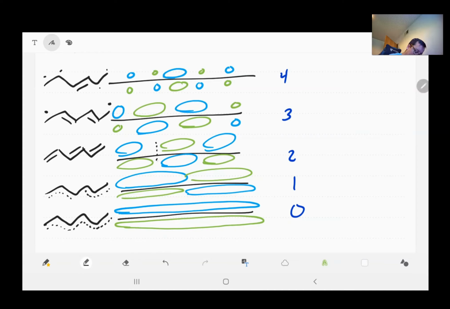So, like for example, here are the nodes. Every time we switch, we have a node. So in the bottom section here, we have no switching. All of the blues are on the top. All the greens are on the bottom. There's no switching going on, so there's no nodes. In the next one, we're going to switch halfway through. So we have 1 node right in the middle.